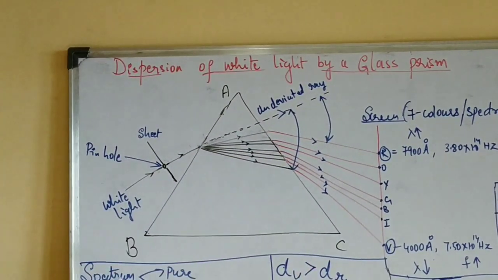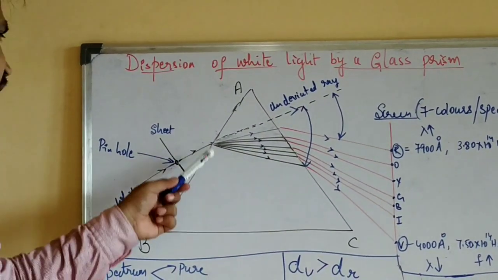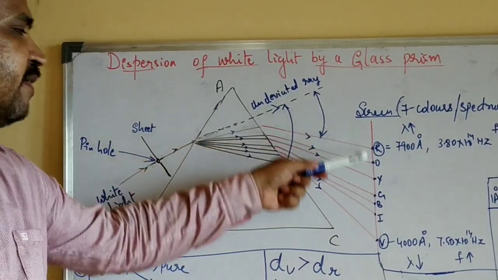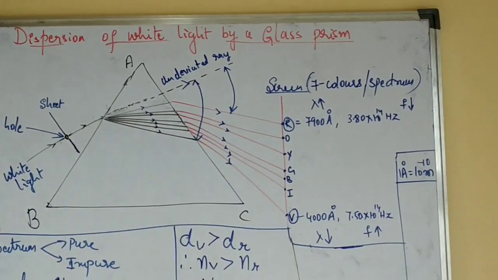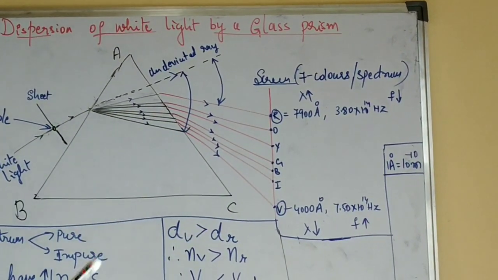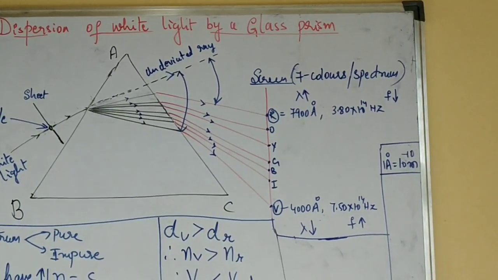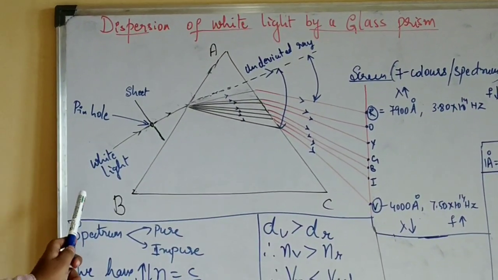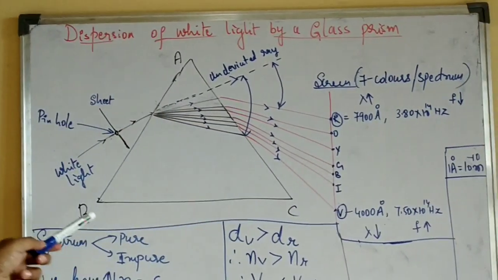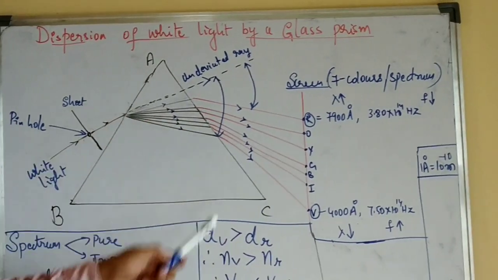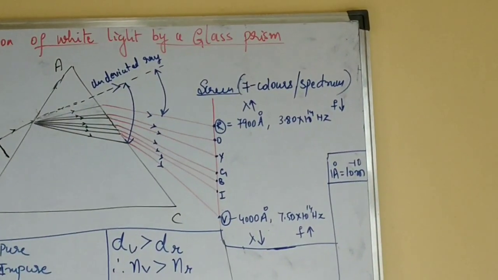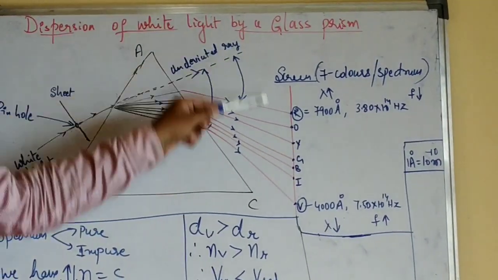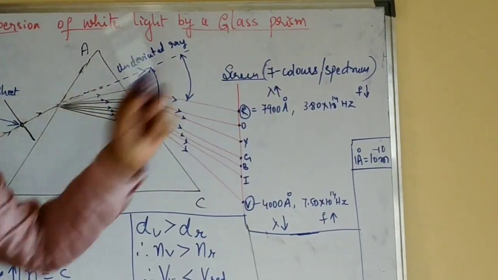Dispersion is a phenomenon in which whenever a white light is passed through a prism, it splits up into the 7 colors. It splits up into its constituent 7 colors of different wavelength. I repeat, dispersion is a process in which a white light, upon passing through the prism, will split up into its constituent 7 colors, which are having different wavelengths, and these 7 colors are called the spectrum.